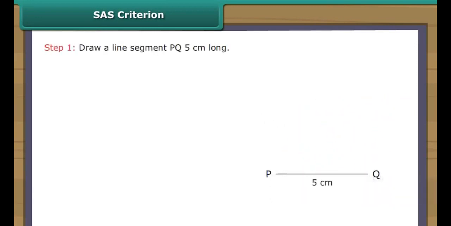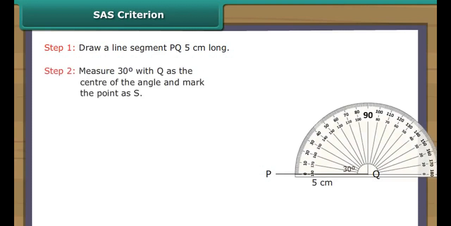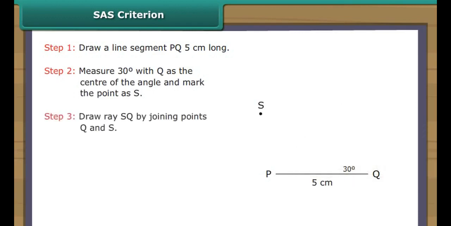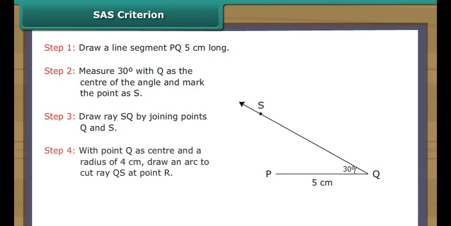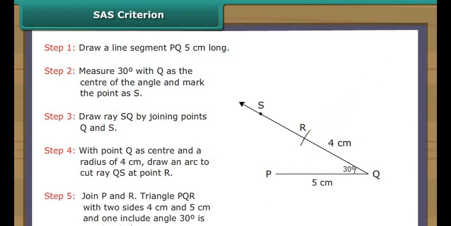SAS criterion. Let us now draw a triangle whose two sides measure 4 cm and 5 cm and the included angle measures 30 degree. Draw a line segment PQ 5 cm long. Measure 30 degree with Q as the center of the angle and mark the point as S. Draw ray SQ by joining points Q and S. With point Q as center and a radius of 4 cm, draw an arc to cut ray QS at point R. Join P and R. Triangle PQR with two sides 4 cm and 5 cm and one included angle 30 degree is constructed.